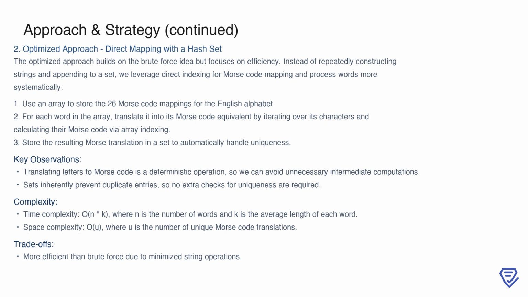This approach is deterministic and systematic, making it not only more efficient but also easier to manage. In terms of complexity, the time complexity remains O(n*k), as we still process each character of every word. However, the efficiency gains come from the reduced overhead of string operations. The space complexity is O(u), as we still store only the unique translations. This approach strikes a better balance between simplicity and performance.